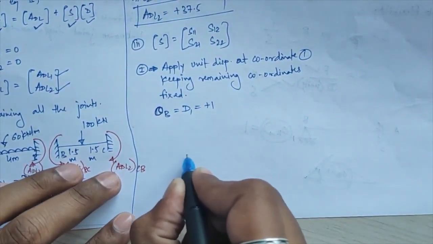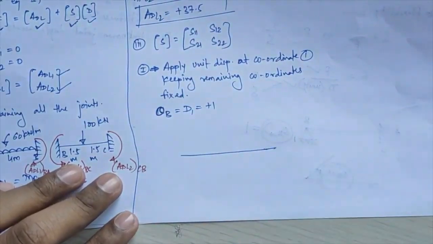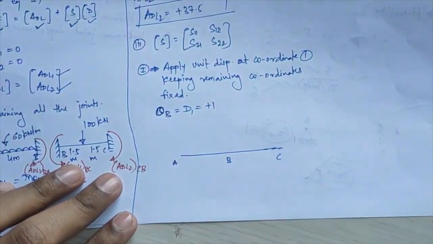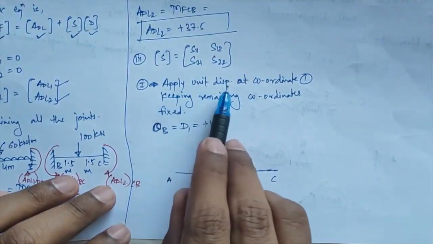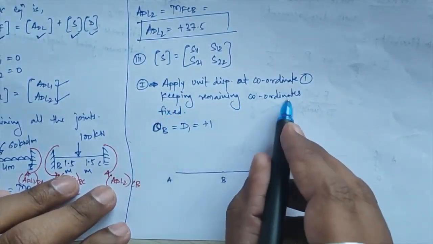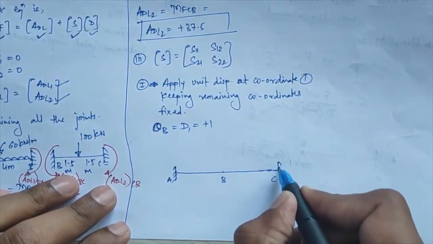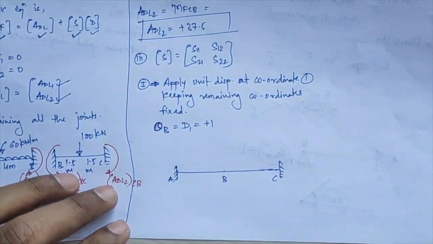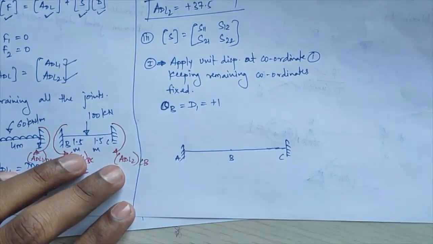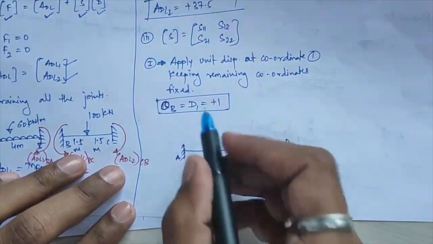Suppose I am drawing this as my member ABC over here. Okay, in that this is A, B and this is your C. Now what they are saying, you have to apply the unit displacement at coordinate 1, means at this point B, keeping remaining coordinates fixed. A is already fixed. Okay, but you have to fix your second coordinate also. Okay, now you are applying unit displacement at this first coordinate. That means you are applying theta b is equal to 1 over here. How to apply this? I'll tell you.